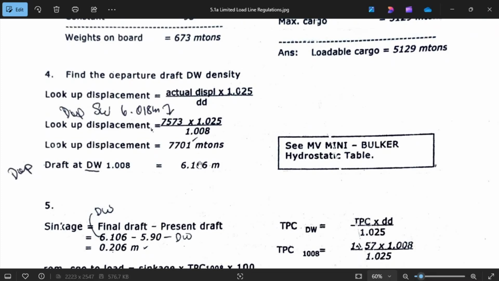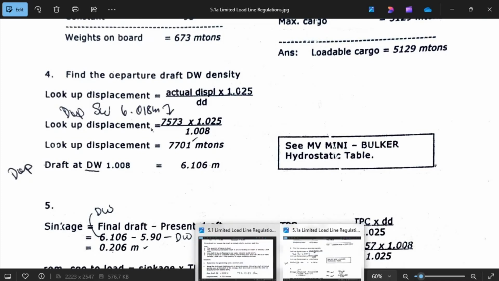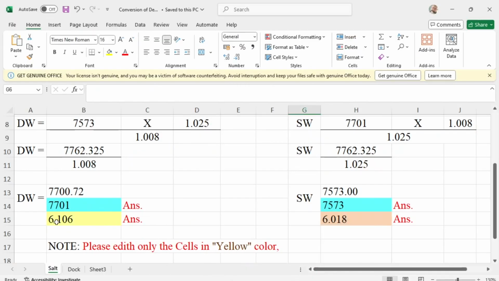7701, and the corresponding drop is 6.106. So I will show you how to get this 6.106.